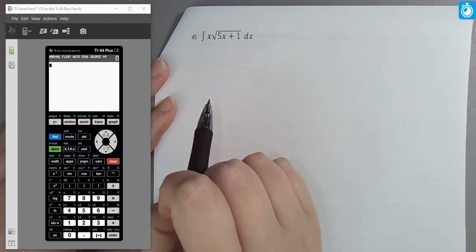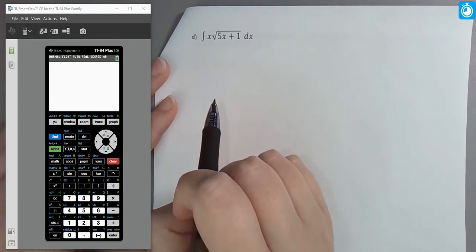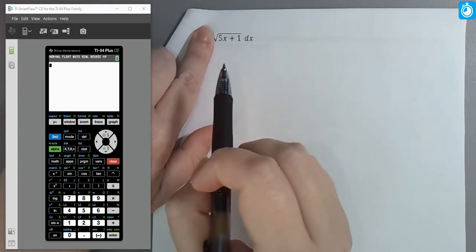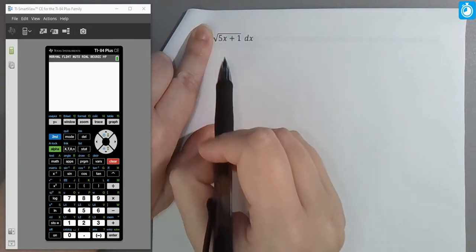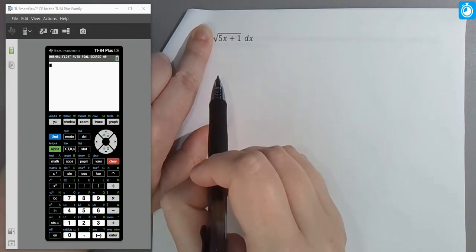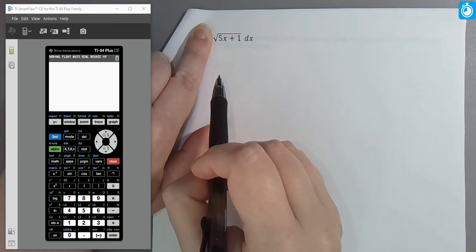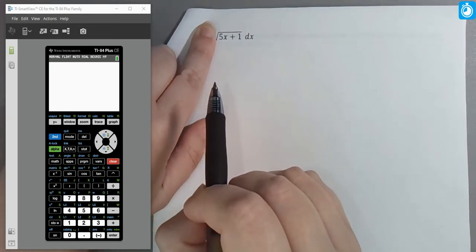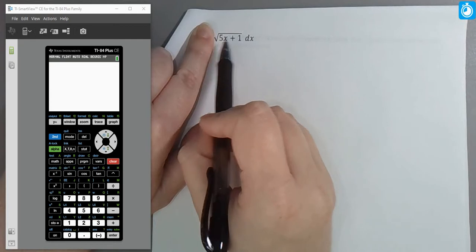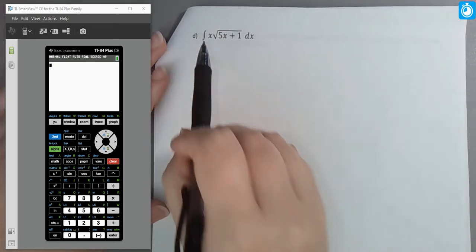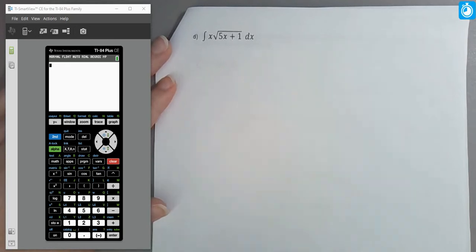Okay, so here we have a nested function. So maybe we could use substitution. So the square root of 5x plus 1 is a nested function. Okay, so 5x plus 1 would be our inner function. But we know in order to use substitution that we need to have the derivative of our inner function as a factor in the problem. So the derivative of the inner function would be 5. Okay, but where does that leave us with the x on the outside? We know when we use the derivative of that inner function that it needs to somehow get rid of that other expression involving x that's outside of the nested function.